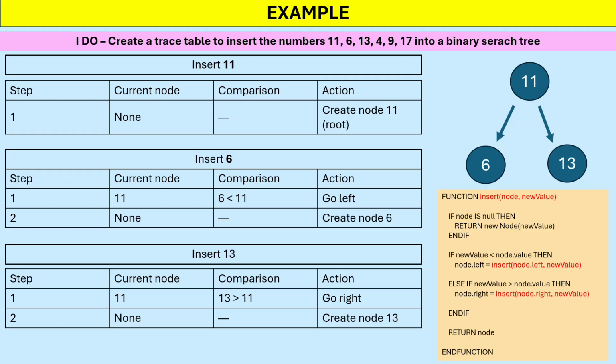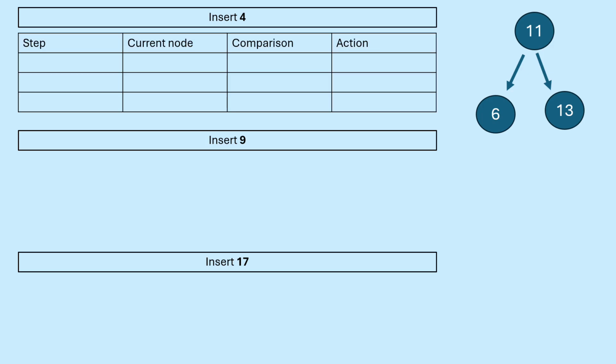Let's have a look at inserting the number 4. So I want to insert number 4. First, I compare it to 11. Well, 4 is smaller than 11, so go left. Then I look at 11 and the node to the left of 11 is 6. So now I need to compare 4 to 6. Well, 4 is smaller than 6, so I need to go to the left.